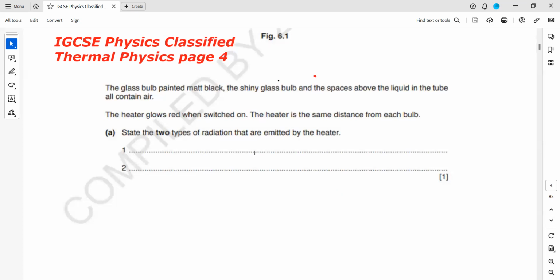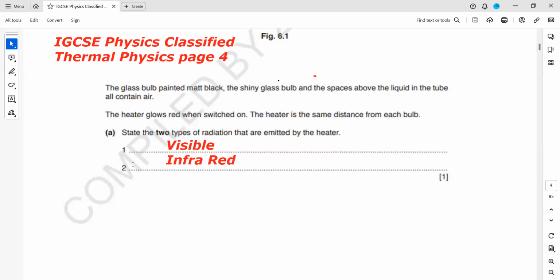Look, two types of radiation, because the heater, we are able to see it giving us red, like it becomes red hot. So it means it is giving visible light or visible radiation. And what else is there? Because it is a heater, it will also give heat radiation, which we call infrared. So the two types of radiation this heater is giving out: one is visible, another one is infrared, or you can also say heat radiation.